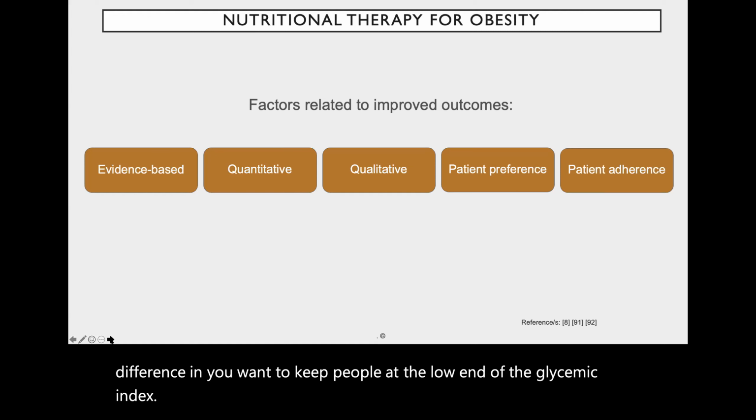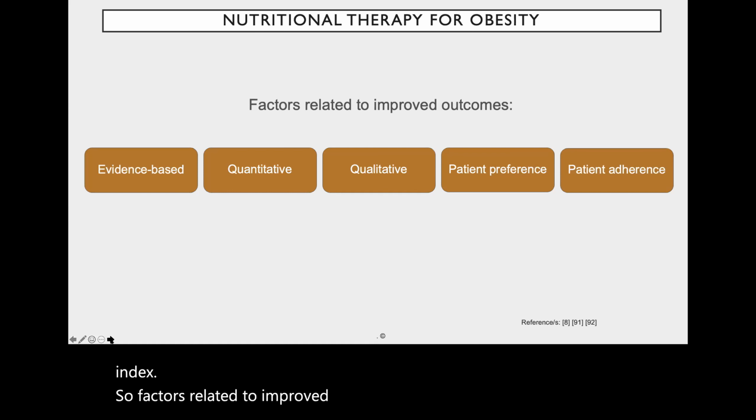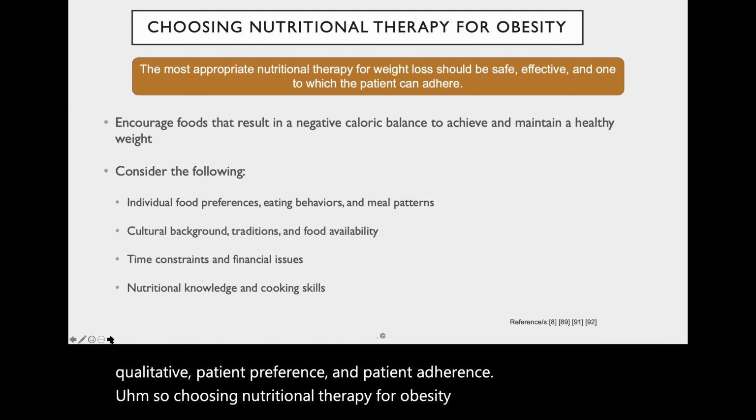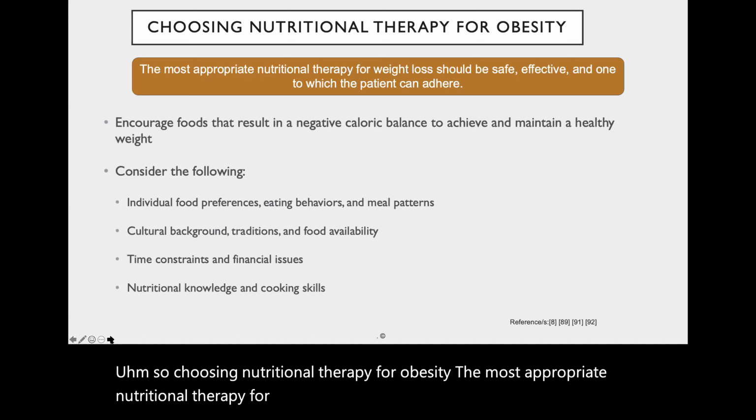So factors related to improved outcomes: evidence-based, quantitative, qualitative, patient preference, and patient adherence. So choosing nutritional therapy for obesity, the most appropriate nutritional therapy for weight loss should be safe, effective, and one which the patient can adhere to.